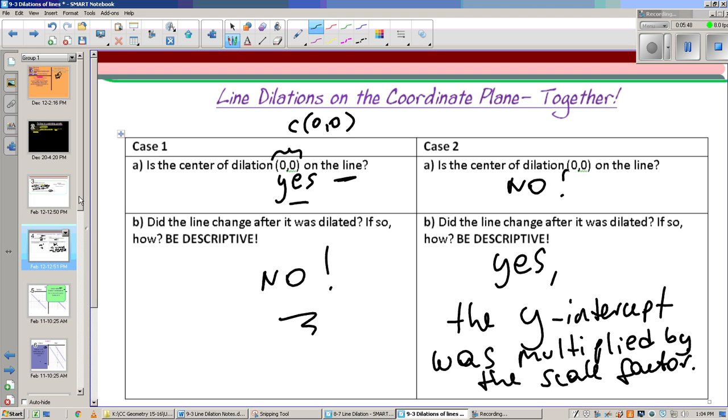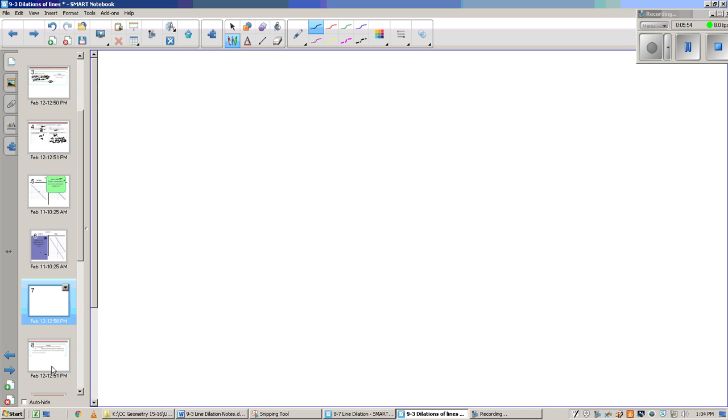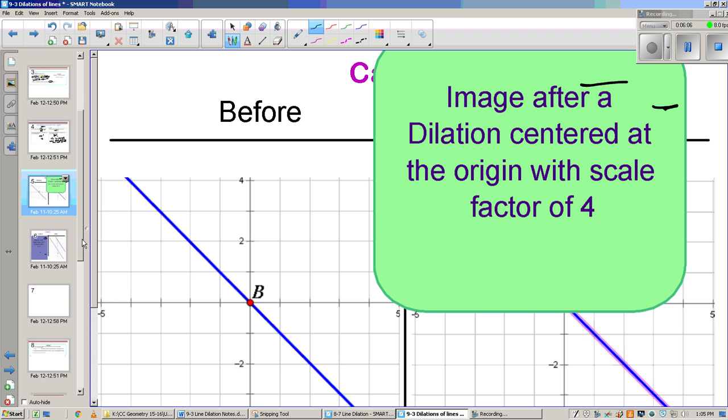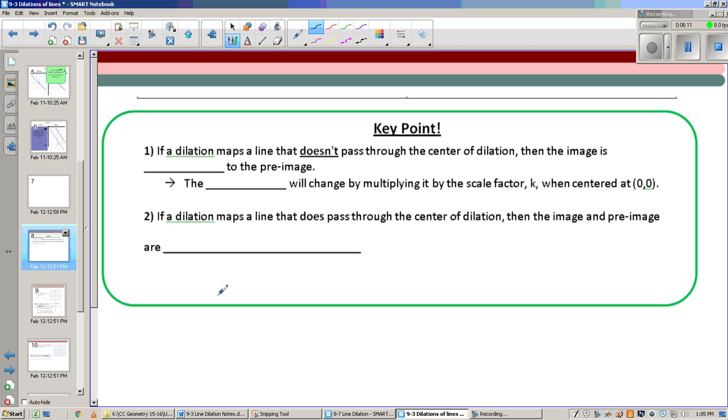Where the center is, and whether the line goes through the center or not, is going to affect how my line looks. The center, which was the origin, is not on the line here, but here it is on the line. All right, here's the key point. If a dilation maps a line that doesn't go through the center of dilation, then the image is going to be parallel to the pre-image. They're always going to be parallel no matter what.